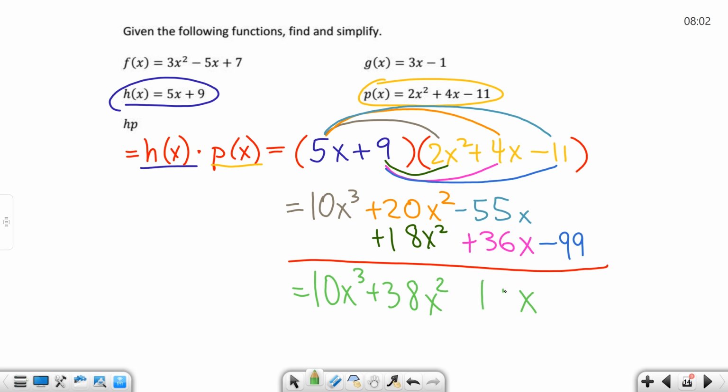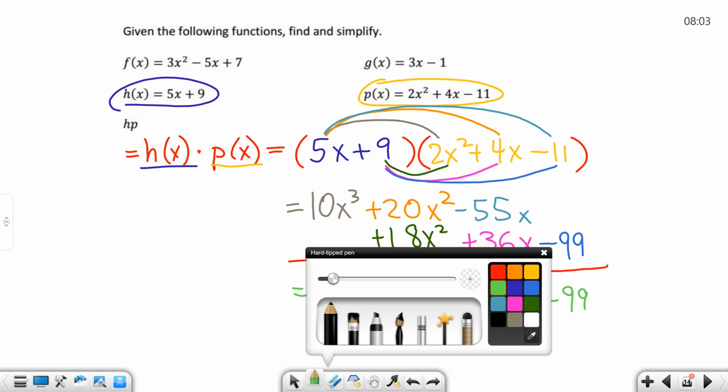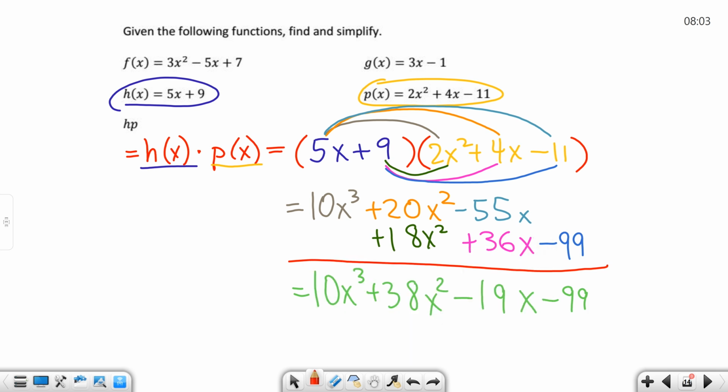So this is going to be 19. And then which one's bigger? The 55, so it's minus 19x. And then finally, minus 99. So 10x cubed plus 38x squared minus 19x minus 99.